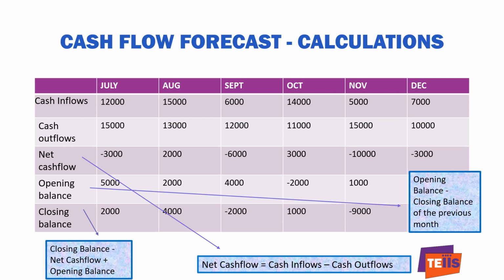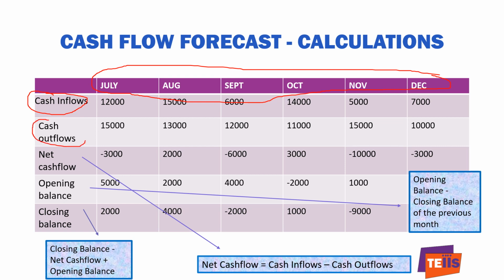Okay, so here we have now the structure of a cash flow forecast. We can see the months. It starts off with the different months. So you've got July, August, September, October, November, December. So it's a 6-month cash flow forecast. You've got your cash inflows. So this is your income, the money you've got coming in to the business. And then you've got your cash outflows, which is sometimes known as your expenditure, the money you're spending.